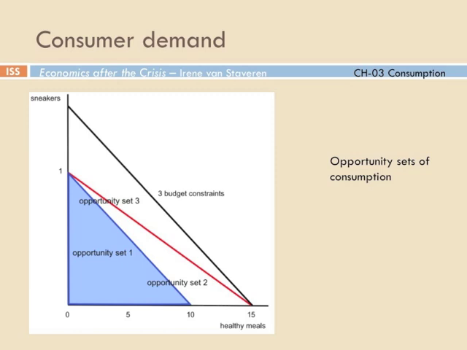has more money available for healthy meals because the price of healthy meals went down. So you can still buy 1 pair of sneakers, but now not 10, but 15 healthy meals.